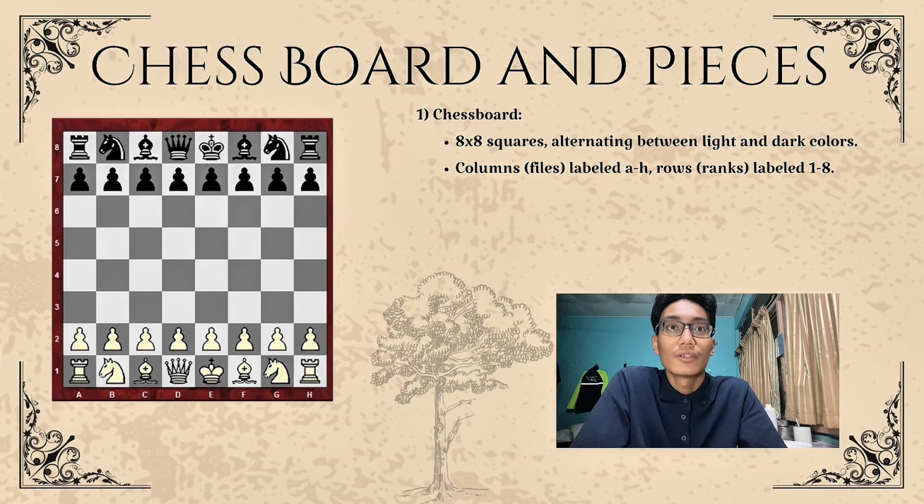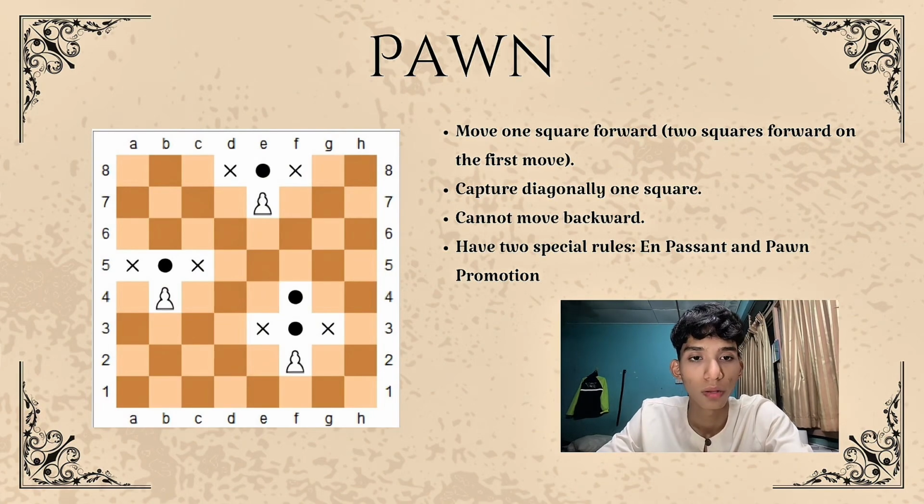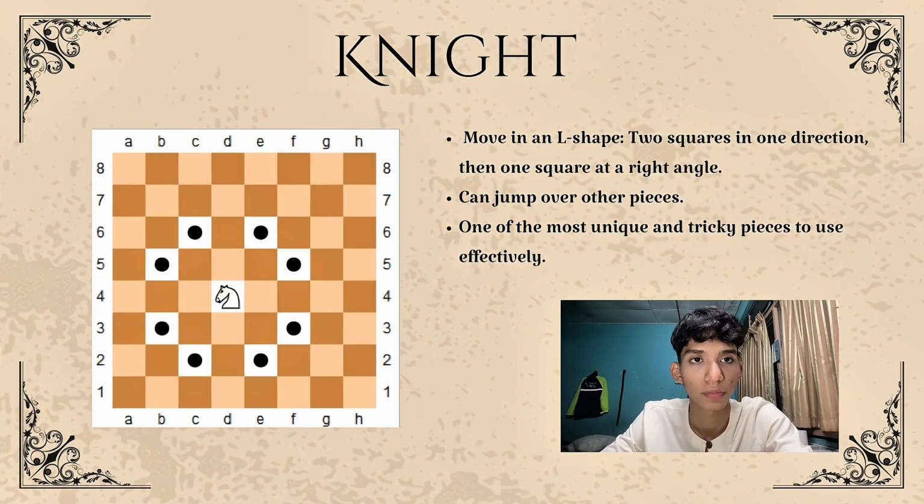First, the chessboard is 8x8 squares, alternating between light and dark colors. Columns, also known as files, are labeled A to H, and rows, or ranks, are labeled 1 to 8. Okay, for the pawn, it moves 1 square forward, but 2 squares forward on its first move. It captures diagonally 1 square, cannot move backward, and has 2 special rules. The rules are en passant and pawn promotion.